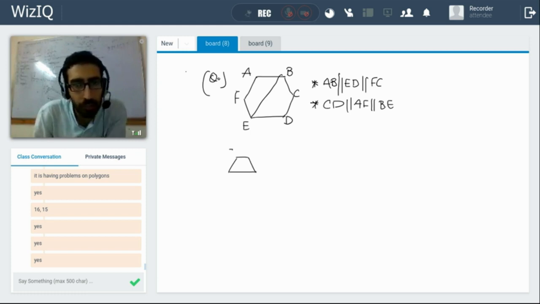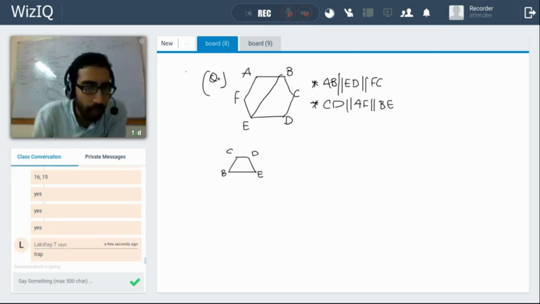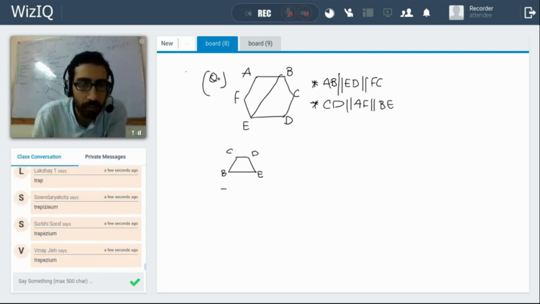So yeah, on the left I have CBED. What kind of quadrilateral is this? What kind of quadrilateral is CDEB? I know that CD is parallel to BE. Absolutely, this is for sure a trapezium. And if this is a trapezium, had we covered the length of the segment joining the midpoints of the non-parallel sides?